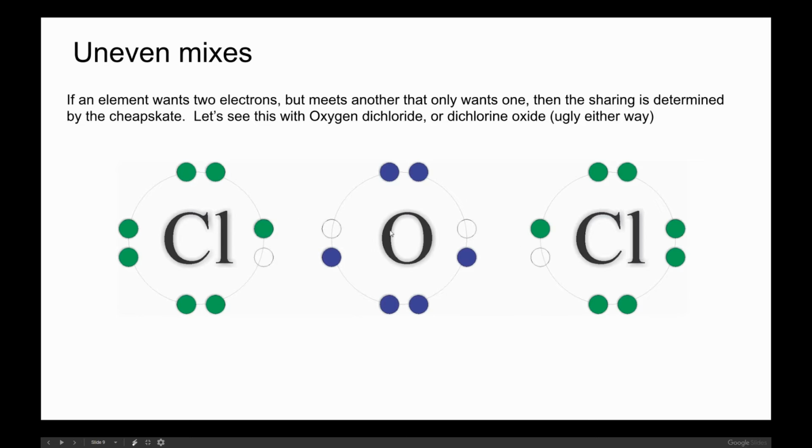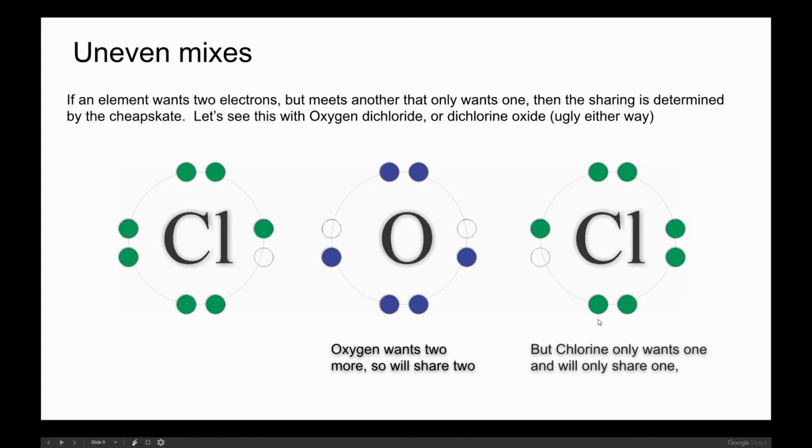When the numbers are different, okay, the cheapskate wins. Oxygen wants 2 more to fill its valence shell, so it will share 2. But chlorine only wants 1, so it will only share 1. The cheapskate wins. If someone says, hey, we're going to go on a picnic together, why don't we chip in some money and we'll share? And you go, I'm willing to put in $10, and your friend goes, I'll put in 5, and you're like, well, screw you, I'm not giving you 10 then. So the cheapskate wins.